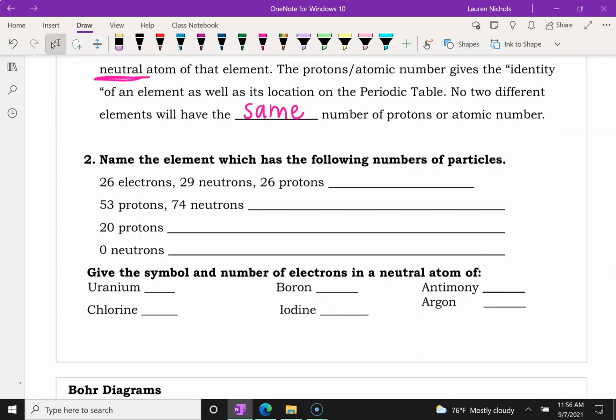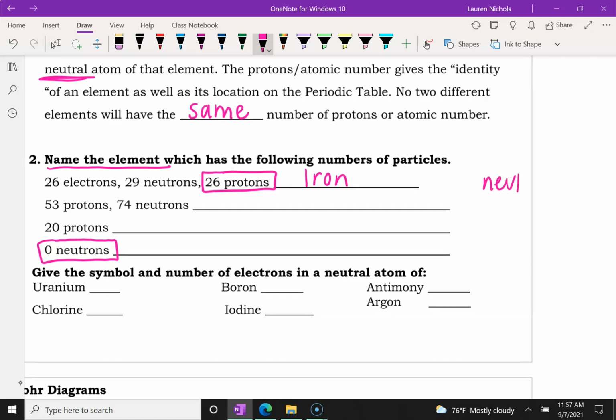Now, when you're looking at naming the element with the following number of particles: if I have 26 electrons and 29 neutrons and 26 protons, the identity, or the name, is based only on the protons and nothing else. So if I have 26 protons, that means that we're talking about the element iron. If I have 0 neutrons, now this one is tricky, because remember, your neutrons are your mass number minus the protons. So if you look at hydrogen, hydrogen has a mass of 1 and 1 proton. When you subtract the two, you get 0. So 0 neutrons means we're talking about hydrogen. It is the only one that does not have neutrons in its atom.